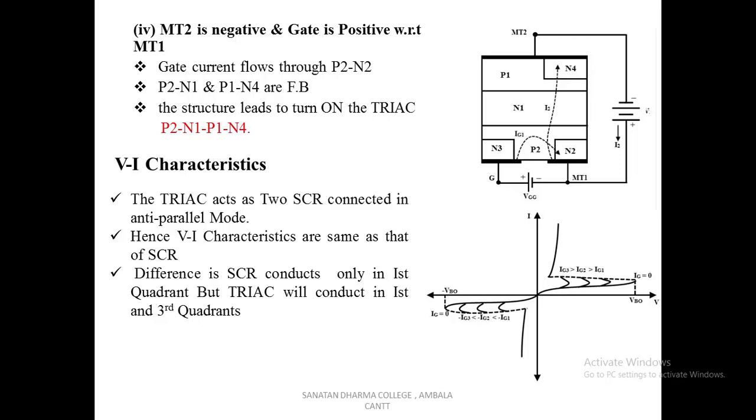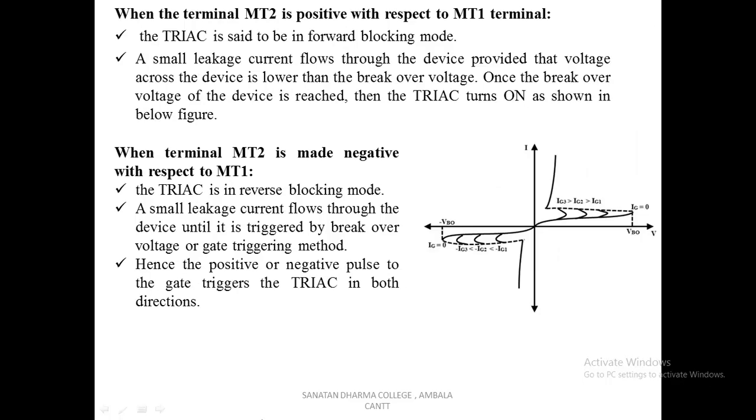flowing in both the first and third quadrants. But in case of SCR, what happened? In the case of SCR, current was flowing only in this quadrant, and there was no current in the third quadrant, when the terminal MT2 is made negative with respect to MT1, or when the terminal MT2 is positive with respect to MT1. So this is the behavior of the characteristics.